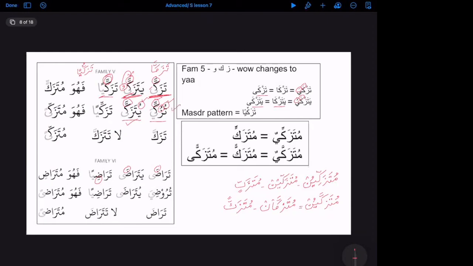Oo and e sounds are prominent in the past. Okay, got it. Alhamdulillah. So the mudari majhul will be yutazakka, and masdar is tazakkiyan. Drop, yeah, tazakkiyan. And so fahuwa maf'ulun will be mutazakkiyin.